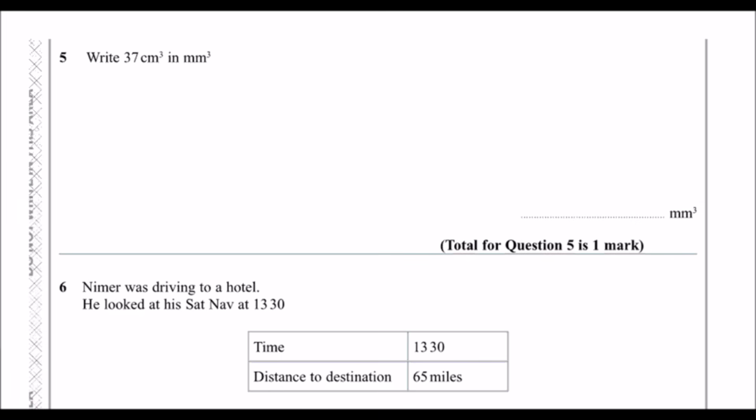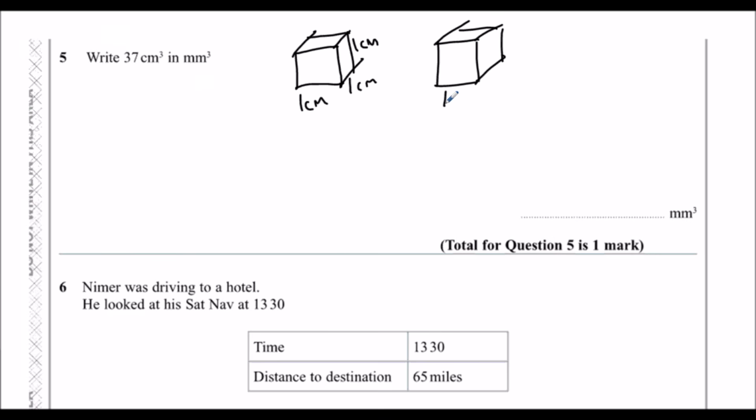Question 5. Write 37 centimeters cubed in millimeters cubed. So each 1 centimeter cubed, which is 1 centimeter by 1 centimeter by 1 centimeter, a cube with a length, width and depth of 1 centimeter, is the same as a cube with a length, width and depth of 10 millimeters.